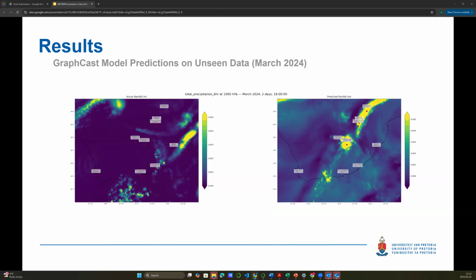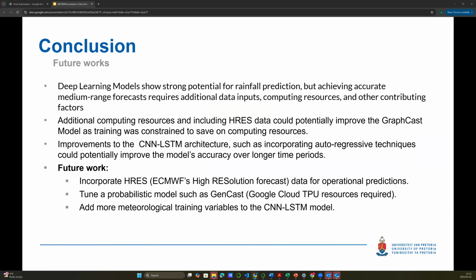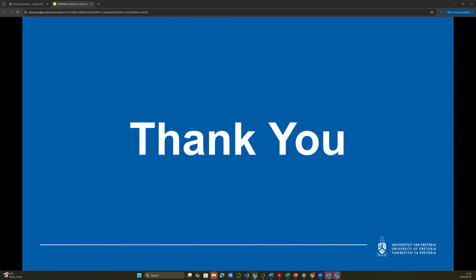Deep learning models demonstrate strong potential for rainfall prediction, particularly in medium-range forecasting, but achieving higher accuracy will require future work, such as integrating high-resolution data for the GraphCast model and adding autoregressive techniques to the CNN-LSTM model. It is our hope that this study helps lay the groundwork for future research efforts, inspiring more refined models and improved weather prediction capabilities that can ultimately benefit communities.